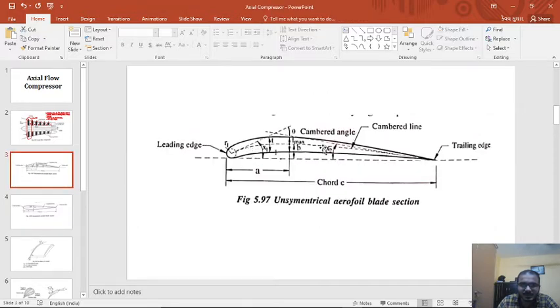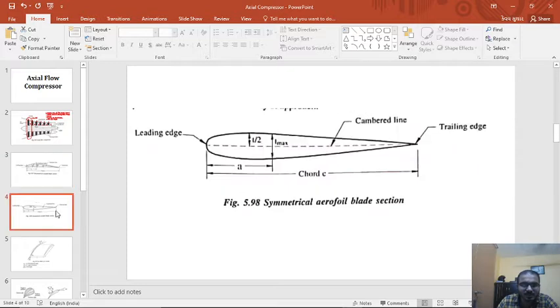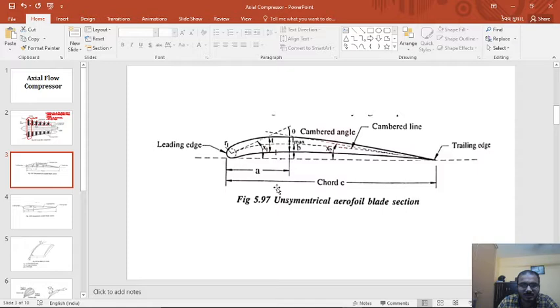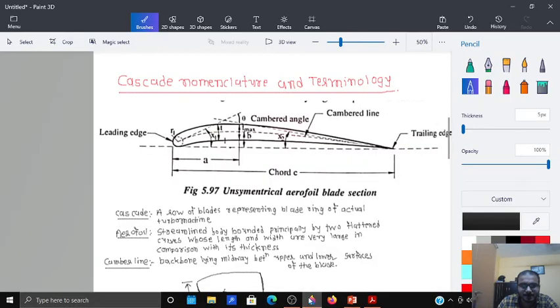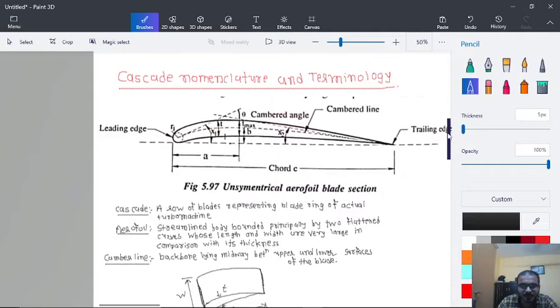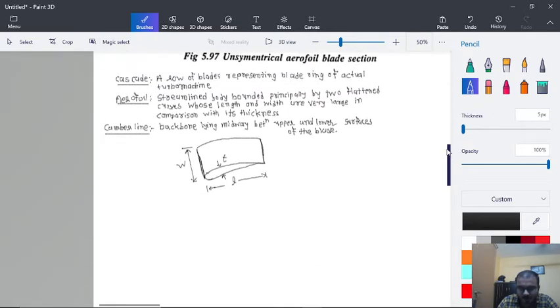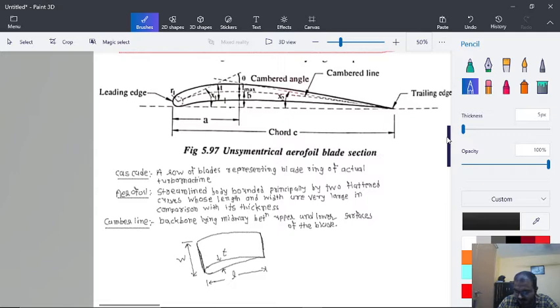In case of unsymmetrical aerofoil, it is clearly evident that the camber line is at an angle with the direction of angle of attack or velocity of approach. So these are the fundamental differences between unsymmetrical aerofoil blade and symmetrical aerofoil blade. Now let's go to the nomenclature part further.